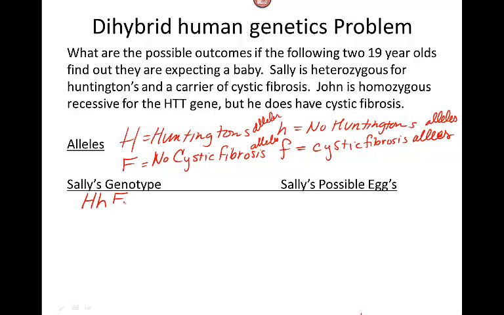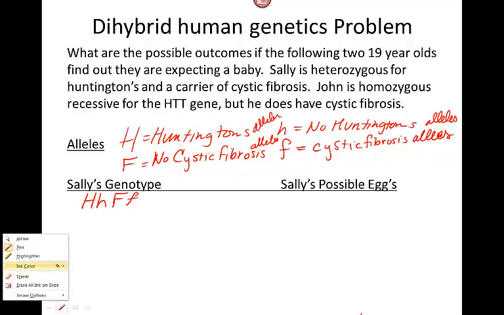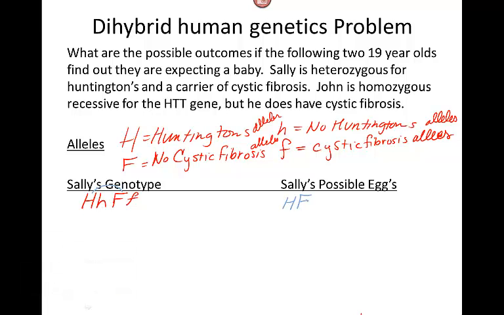And so she has one good copy of the chloride ion channel information, so she can make functional chloride ion channels for her mucus-producing organs like her lungs and her pancreas. But she does have hidden in her genetics one recessive copy of the cystic fibrosis genetics, which means if we follow the FOIL method, she could pass on, I'm going to just change colors, big H, big F, or big H, little f, or little h, big F, or little h, little f.